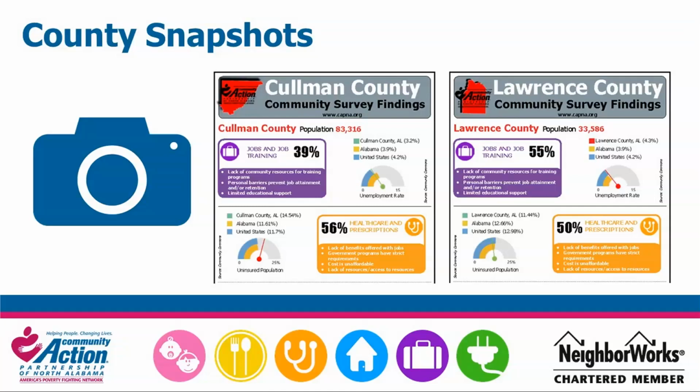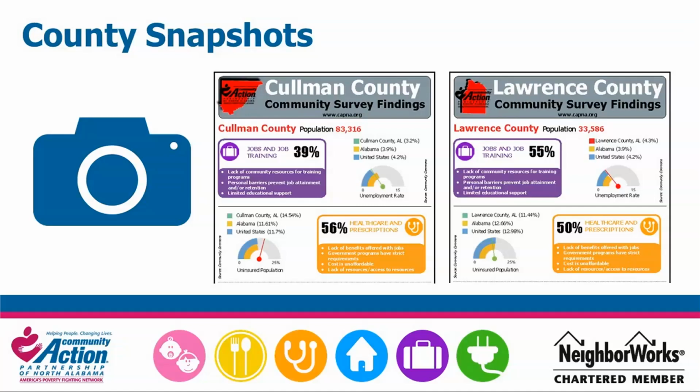And then let's look at the gauge, and you see on that gauge that in Lawrence County the unemployment rate is 4.3%. That's above, it's red, the gauge has got a little red indicator on it, and it's above Alabama's percentage, and it's just slightly above the United States average. So it stands to reason that the 55% of the respondents is very much in alignment with the unemployment rate and why jobs and job training might show as a need for us.